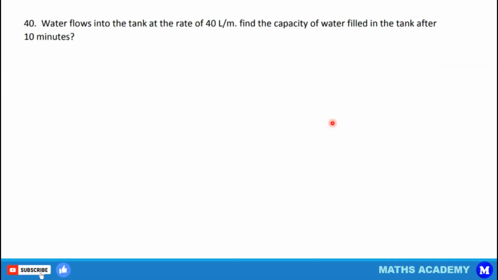Question number 40. It says water flows into the tank at a rate of 40 liters per minute. Find the capacity of water filled in the tank after 10 minutes. So it says 40 liters is collected in the tank in 1 minute. So to find for 10 minutes, you should multiply the 40 liters by 10, so that you get the volume of water that is collected in the 10 minutes duration. So with that, let's do that.